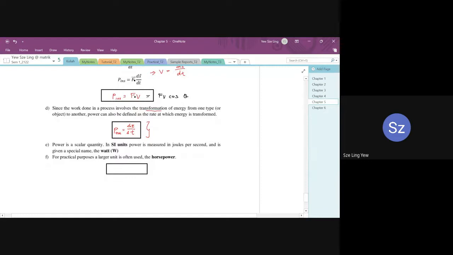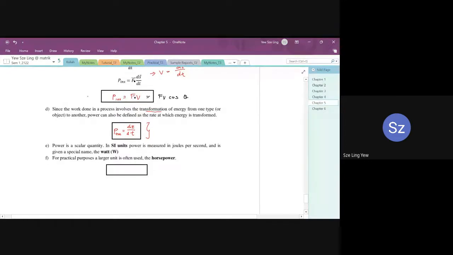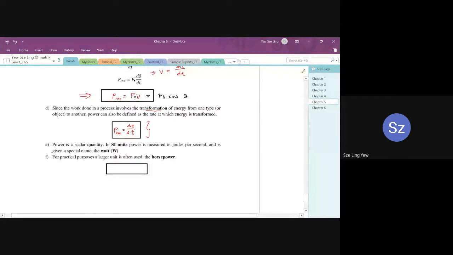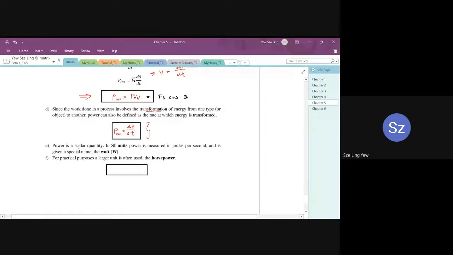Power is also a scalar quantity because it involves a scalar product, as you can see here: P equals F dot V. So obviously it is a scalar product, and therefore it is a scalar quantity.